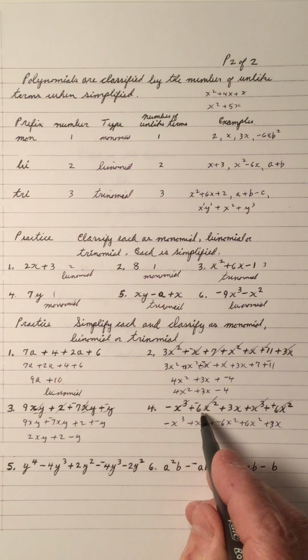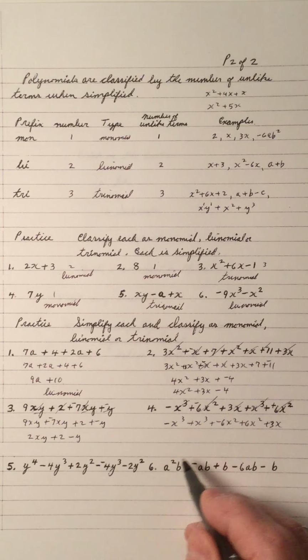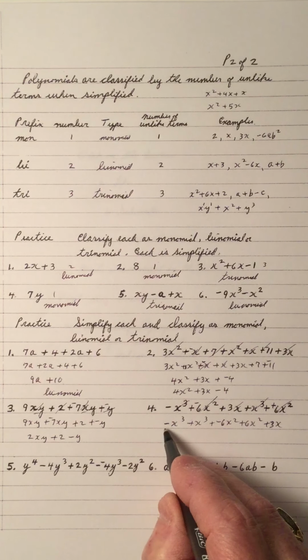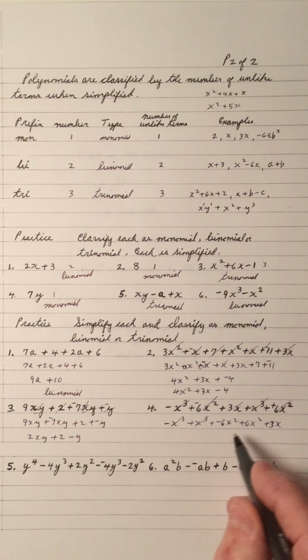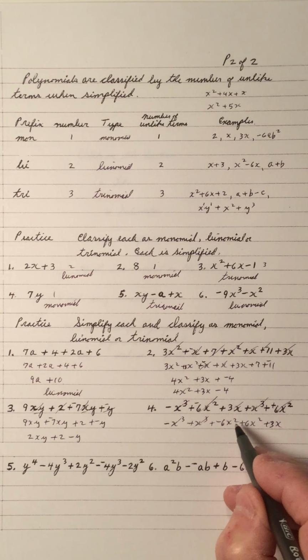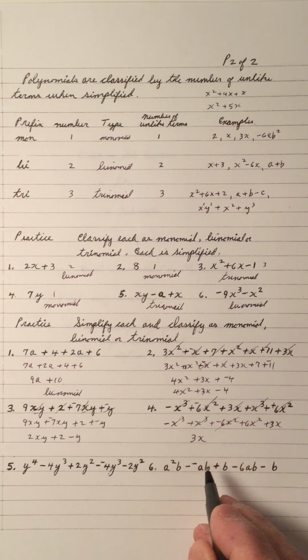1, 2, 3, 4, 5. All done. Add up negative 1 plus 1, they're canceled, is 0. Negative 6 plus 6 is 0, so they're gone. So the only one left is a 3x, so that simplifies.